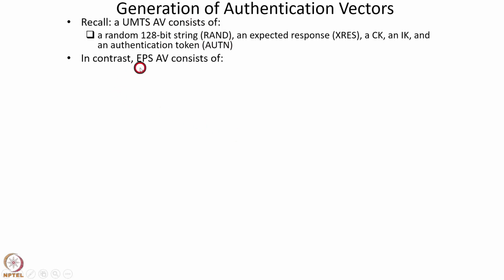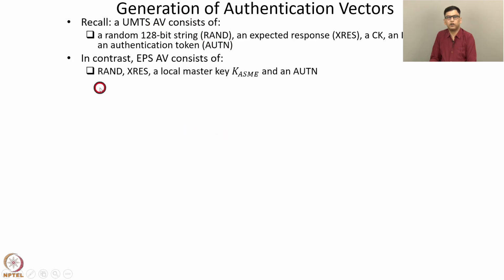In contrast, the EPS authentication vector consists of the following quantities. As before, RAND and XRES have the same meaning as before. AUTN also has the same meaning as before. But now, instead of the ciphering key and the integrity key, we have a local master key KASME in the EPS authentication vector. So, the difference is that the ciphering key and integrity key are replaced with the KASME in the EPS authentication vector.